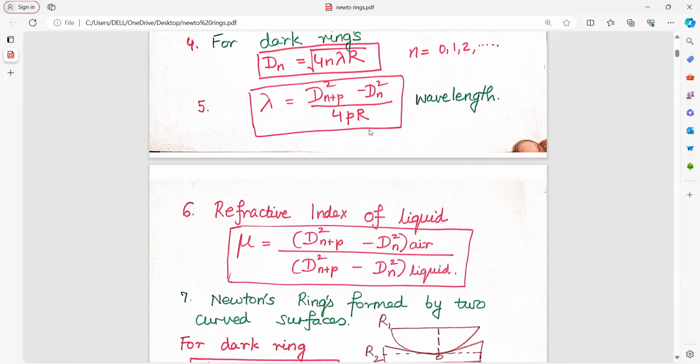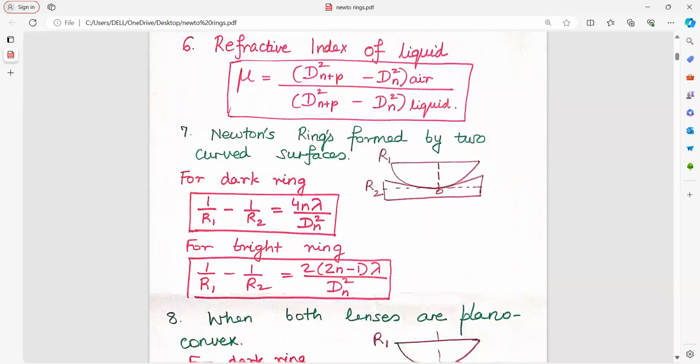The wavelength in Newton ring apparatus: lambda is equal to (D(n+p) squared minus D(n) squared) upon 4pR. Refractive index of a liquid, mu, is given by (D(n+p) squared minus D(n) squared) in air upon the same quantity in the medium or liquid like oil or water.